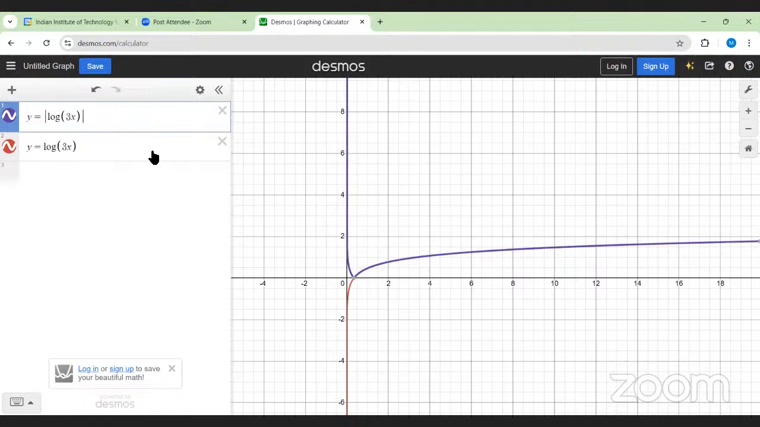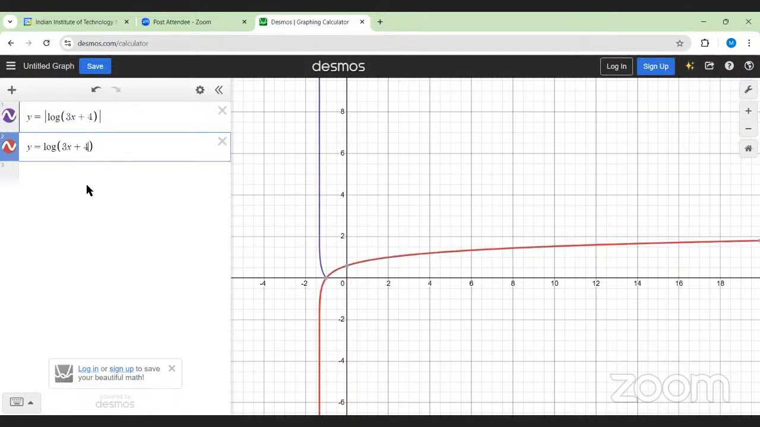Okay, so that's it. Ma'am, at x equal to 1, will there be a sharp edge? There will be a sharp edge. That's why it won't be differentiable. Sorry, x equal to 1 by 3 in this case. Now, if we add 4, it just gets shifted 4 units toward the left-hand side. So the nature of the graph will be the same as log of 3x. That means it won't be a 1-1 function.